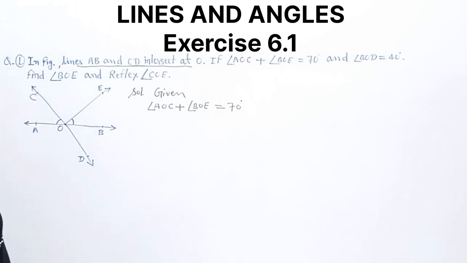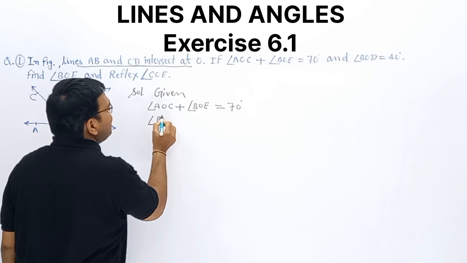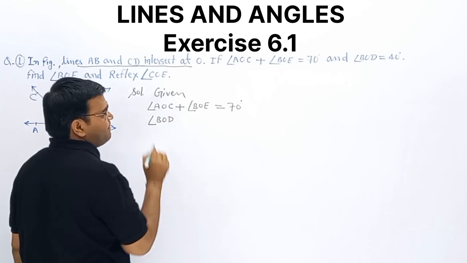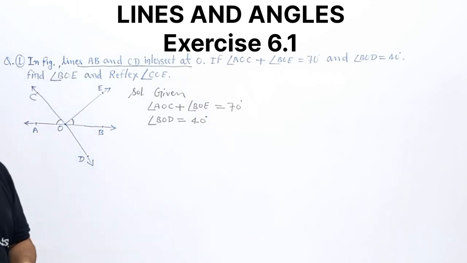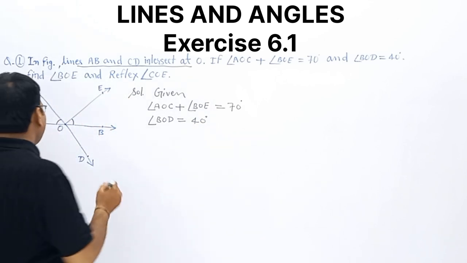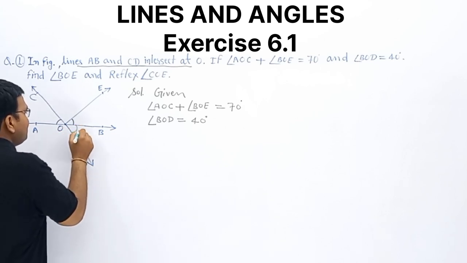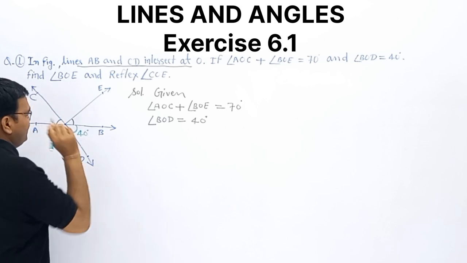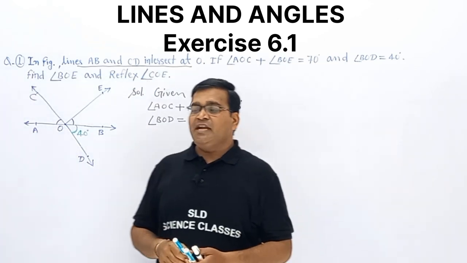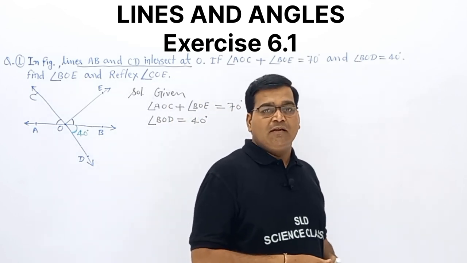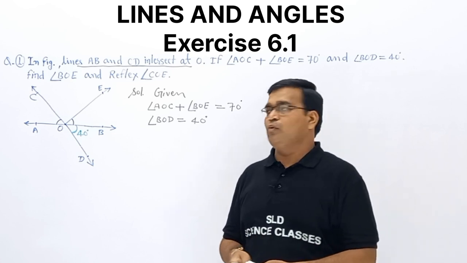Clear? The other thing we have is angle BOD equal to 40 degrees. I am using a different pen. Where is the BOD? This angle BOD. It means this angle. This is given in the question. This is 40 degrees. Clear? We studied that once two lines intersect, we get vertically opposite angles and they will be equal.